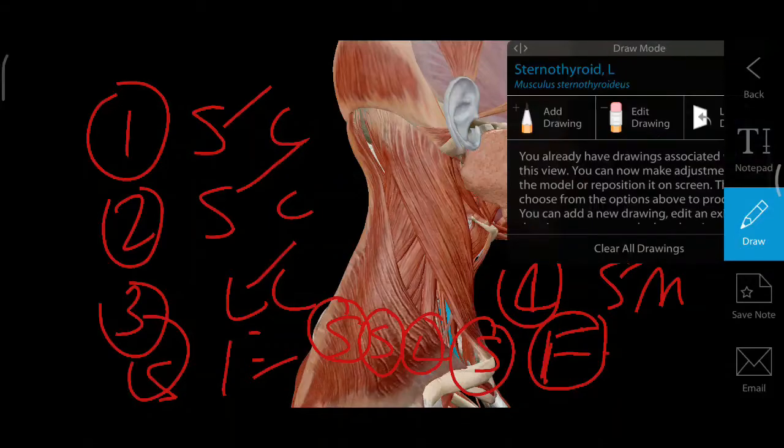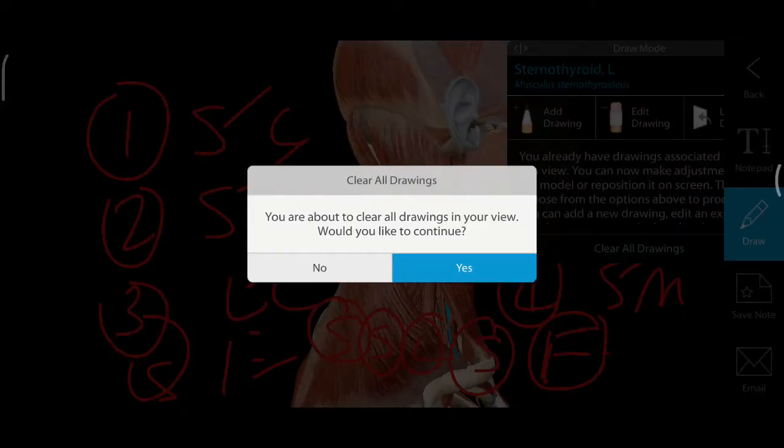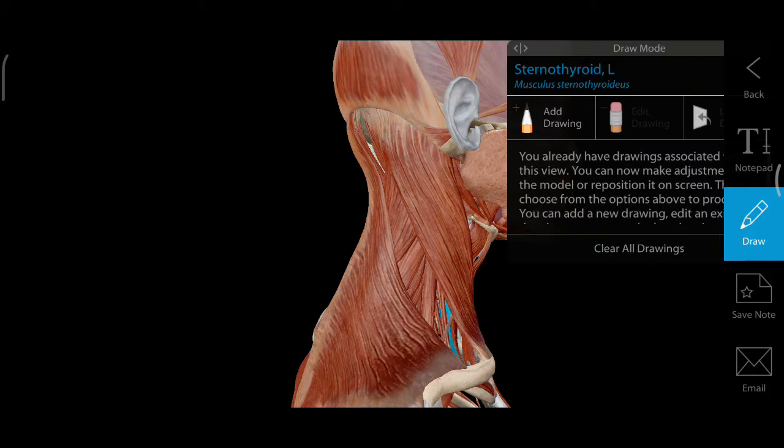Now comes the roof. The roof is formed by the deep cervical fascia and superficial fascia. One thing to know is that the contents like the external jugular vein, the cutaneous nerves that come from the cervical plexus, and the platysma muscle are all present in the superficial fascia only.